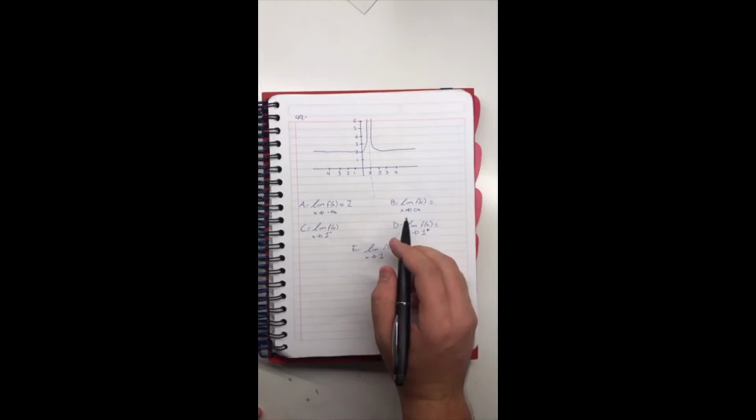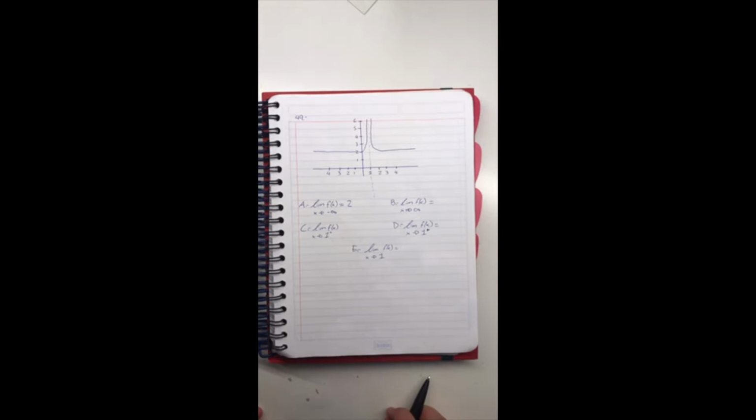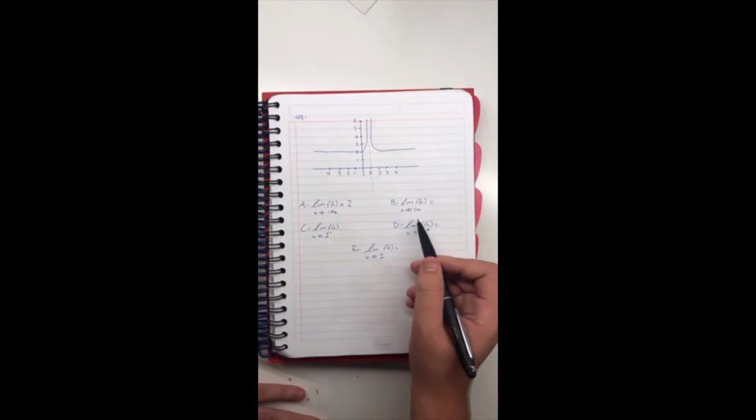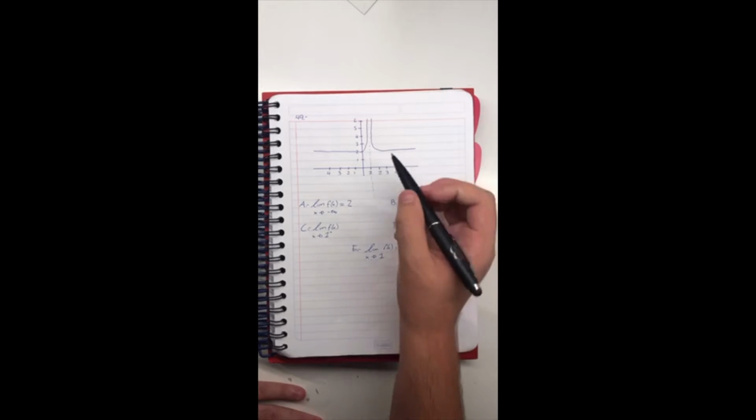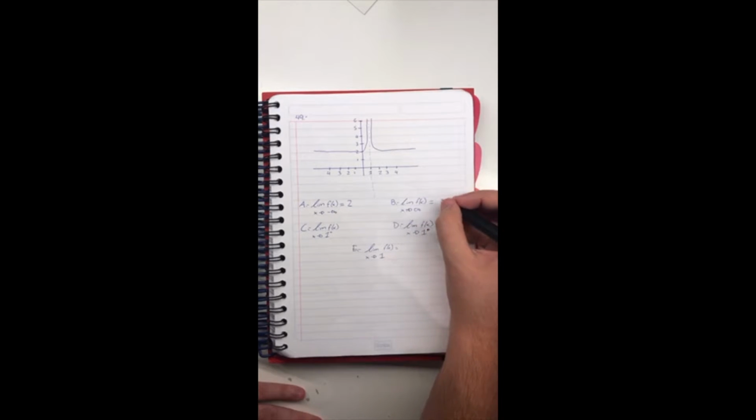Letter B, limit of f of x as x approaching infinity. So you go to the x values in the positive infinity, and it's approaching y value 2.